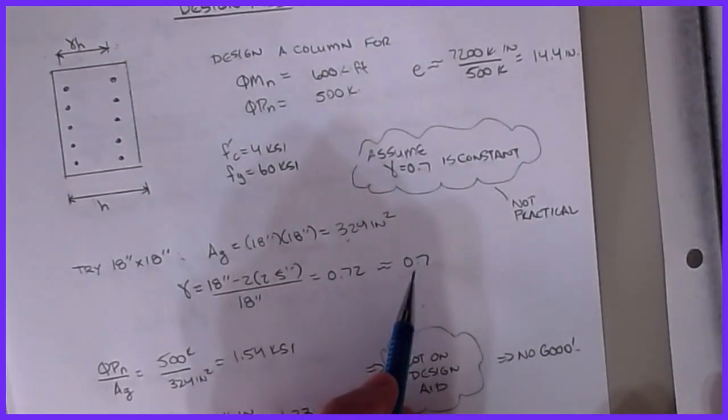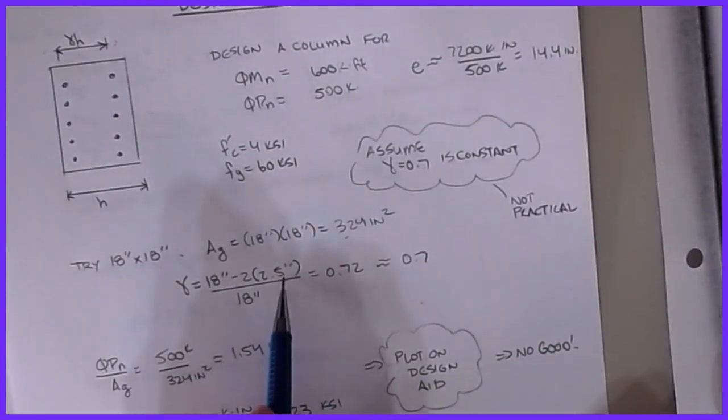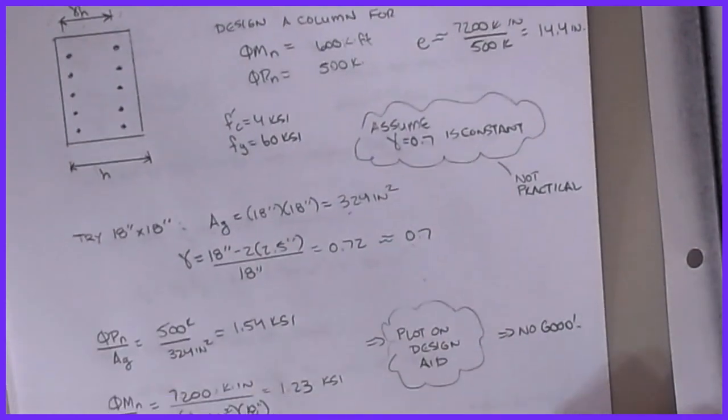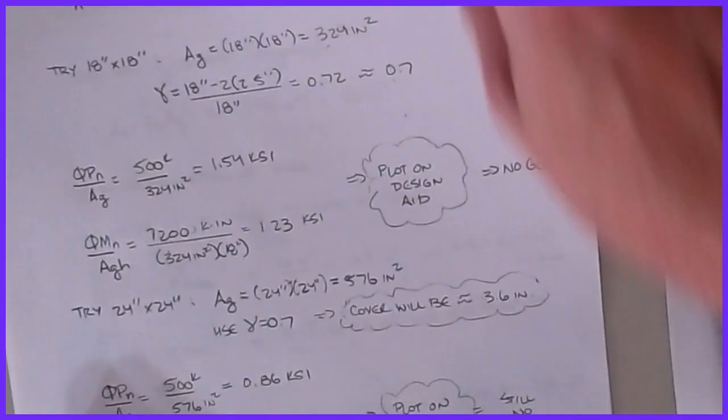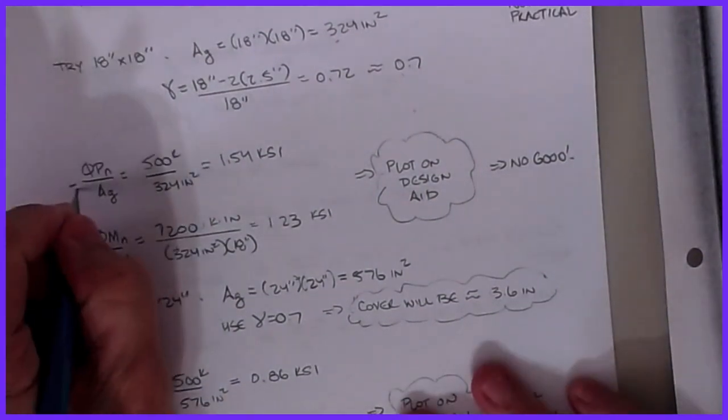It's close enough to 0.7. That's giving you a sense of the dimension. So a 2.5 inch cover on an 18-inch column will get you a gamma of about 0.7. All right, so all we're going to do then is calculate these factors, these coefficients. So the first one that we're going to factor is this guy.